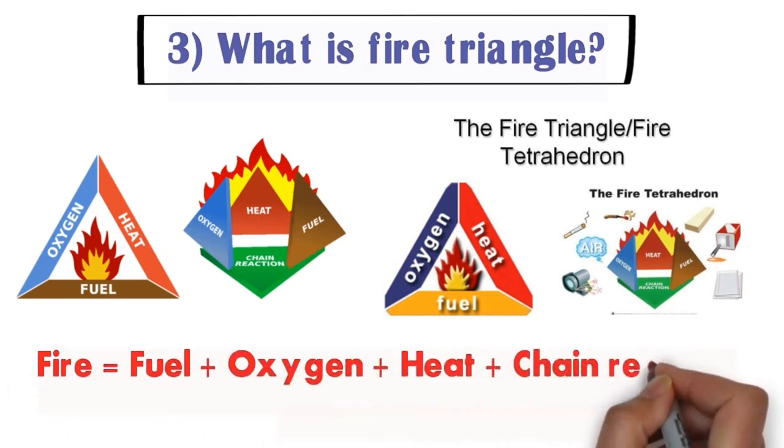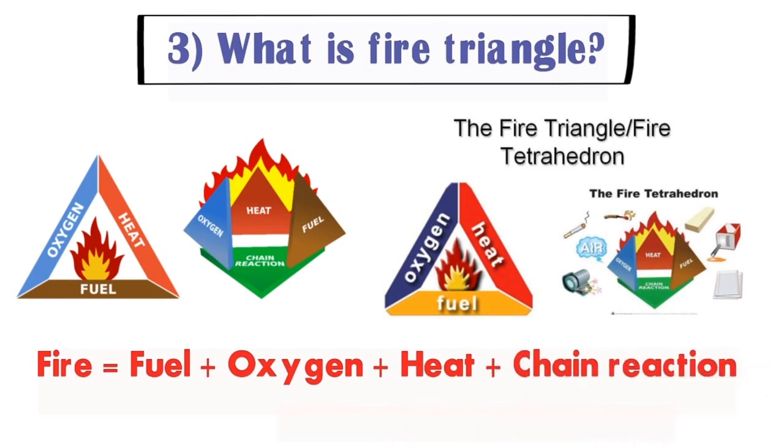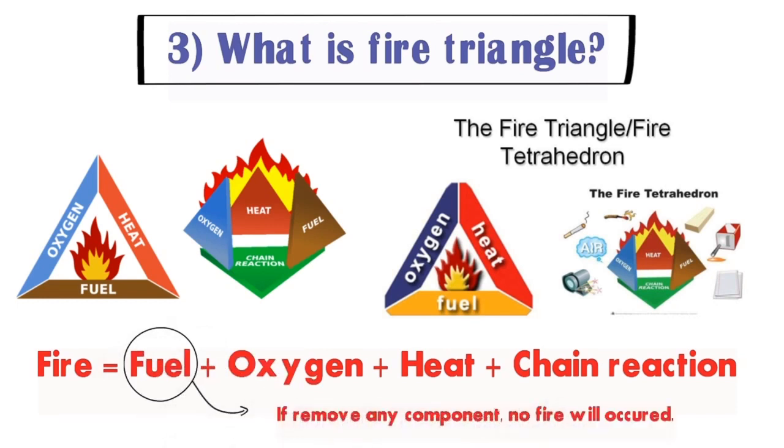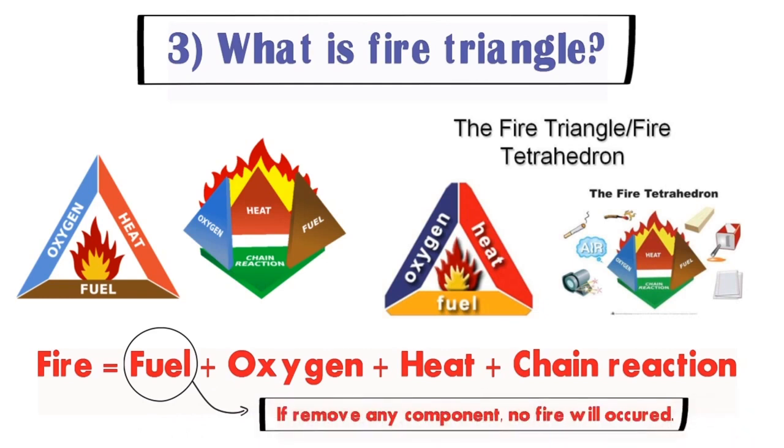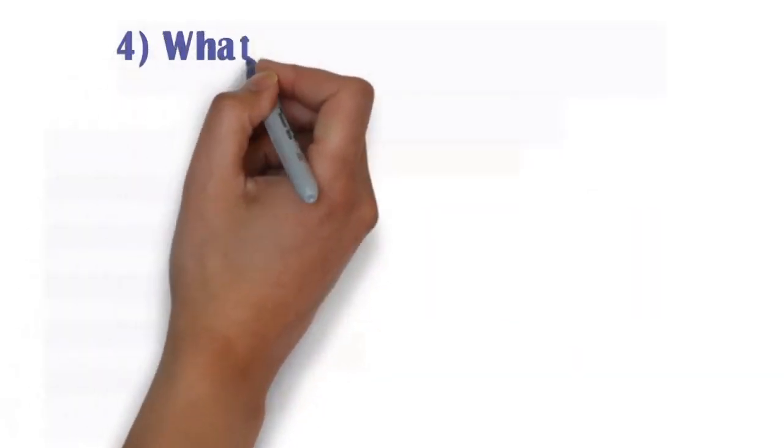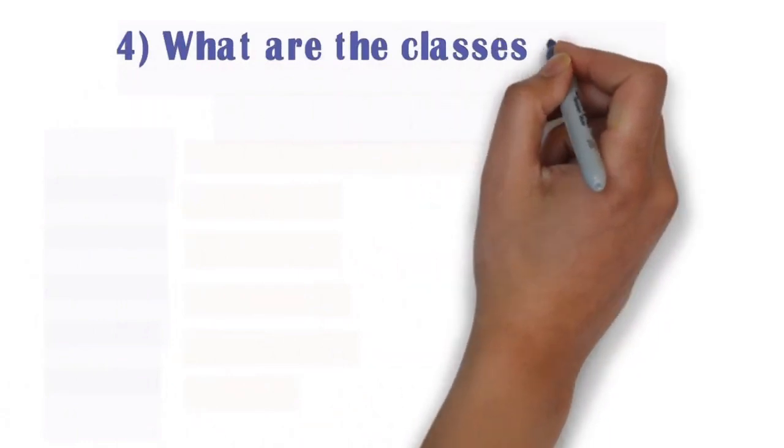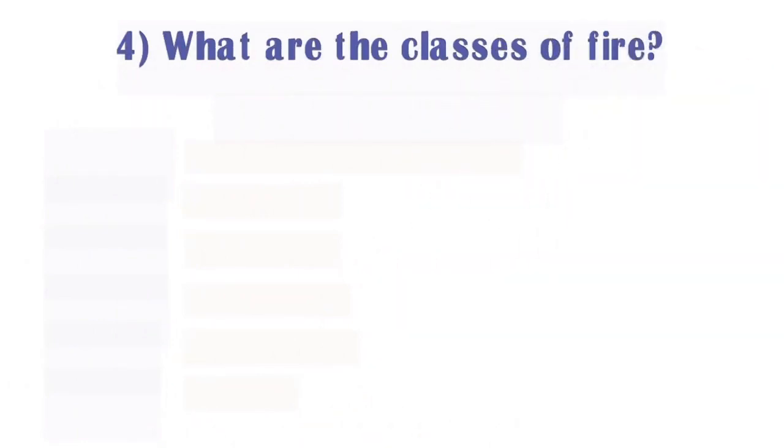Your heat is a source of ignition, and like we said, if any of the elements is removed, there will be no fire, or the fire will be extinguished properly. And that is the concept behind the making of fire extinguishers. So now let's talk about the various classes of fire.